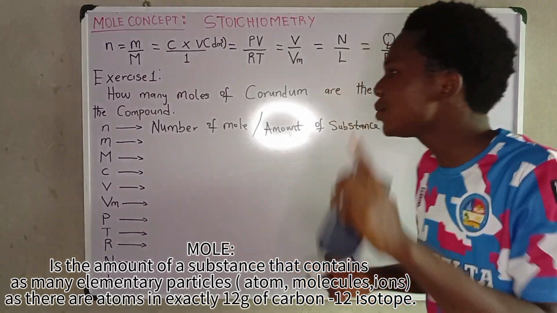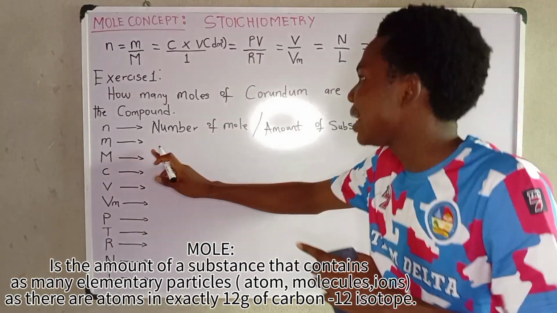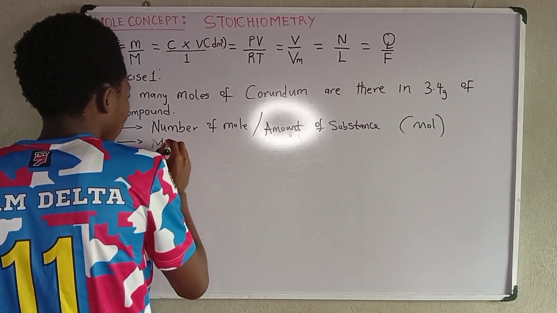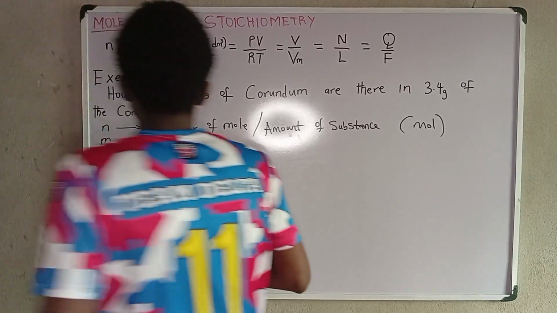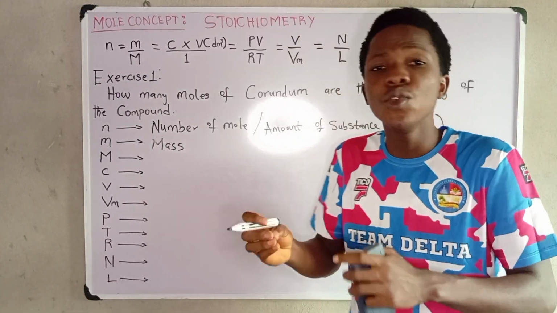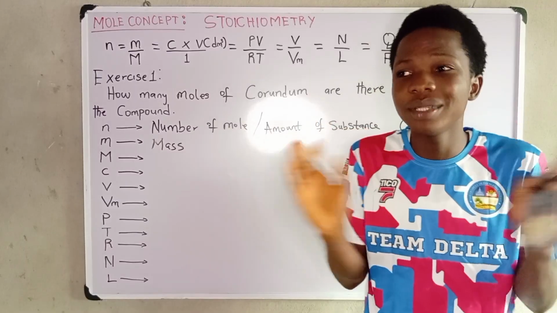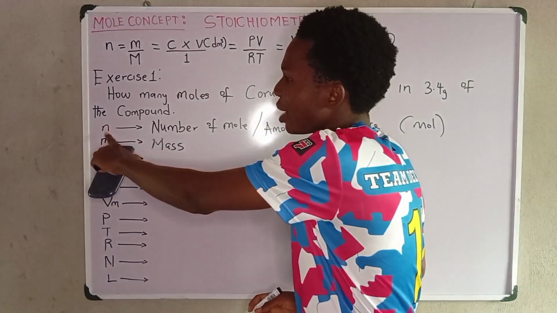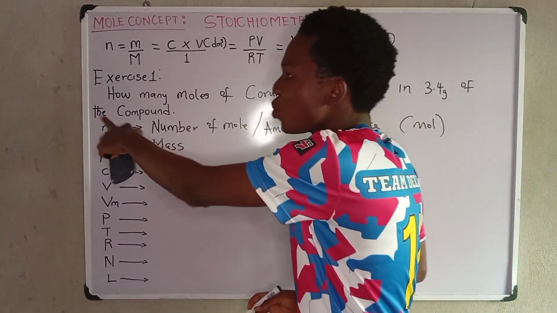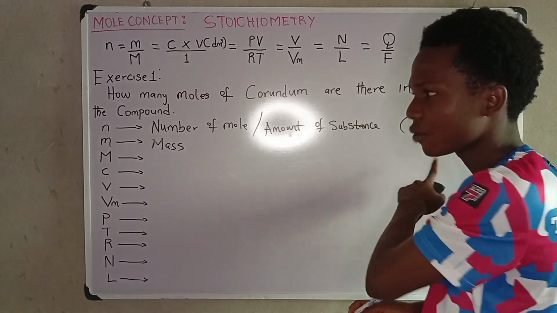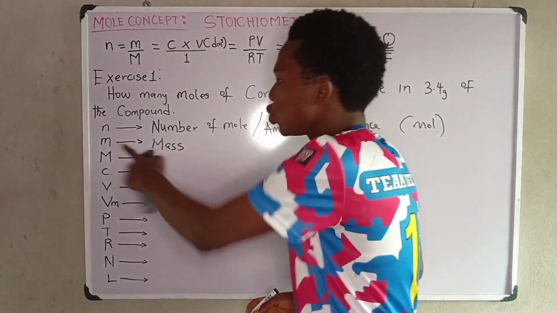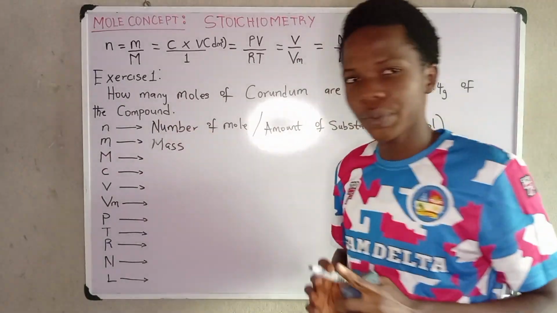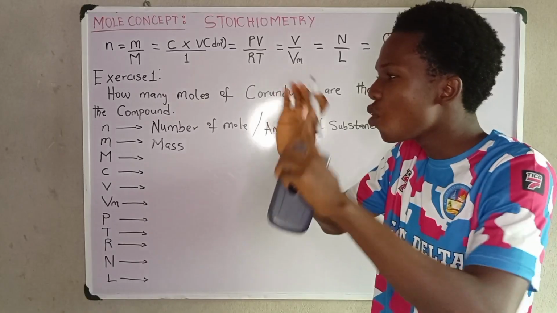Alright, now let's move to the next parameter we are seeing here. M. What's the meaning of M? It's simply called mass. Mass is the weight of a substance in gram. Very, very simple. Now the next parameter. Take note, the small letter n is used to denote number of moles or amount of substance. Small letter m is used to denote mass. Then this capital letter M is a symbol for molar mass.